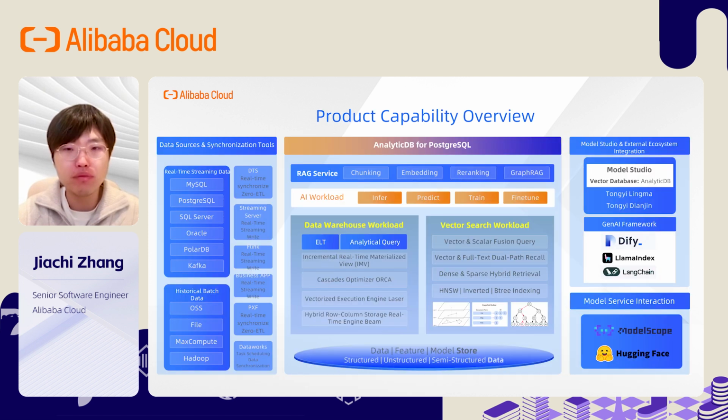This figure presents a capability overview. In addition to the traditional data warehousing capabilities, AnalyticDB offers 2 vital capabilities. The first is a robust vector database for storing and querying high-dimensional embeddings. And the second is a seamless integration with the broader Model Studio ecosystem. This synergy provides a comprehensive platform for the entire AI lifecycle, from data processing to model serving.